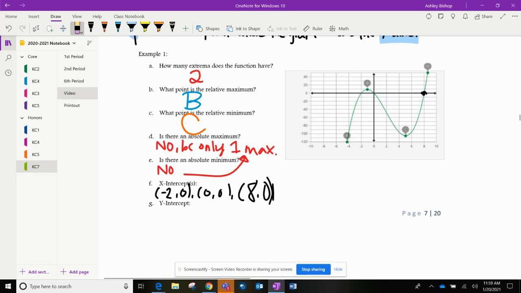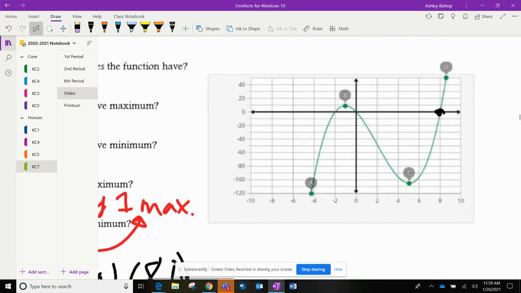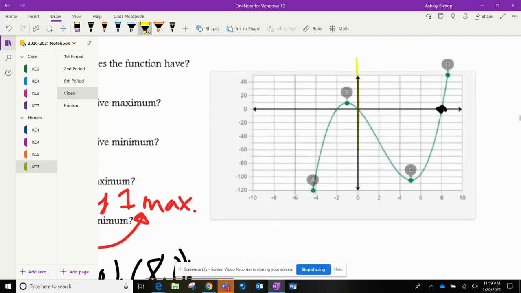Okay. And then my y-intercepts, let me erase what I have here. My y-intercept is going to be where my graph crosses my y-axis. My y-axis goes up and down like this. So this graph crosses it at about right here. And again, that point is smack dab in the middle, so that point is also (0, 0).